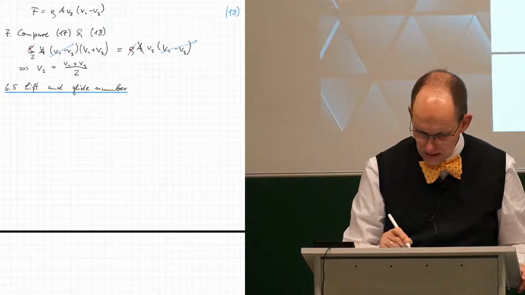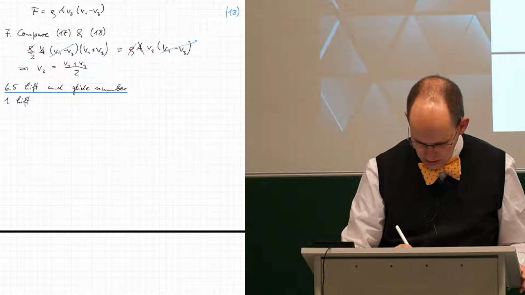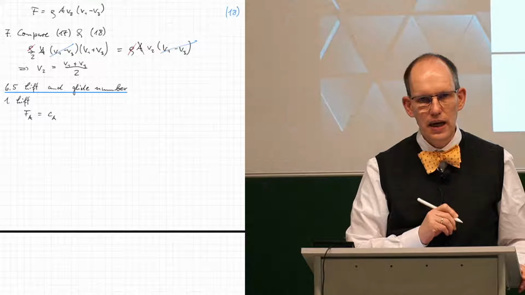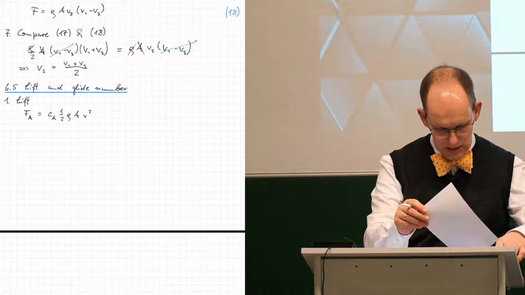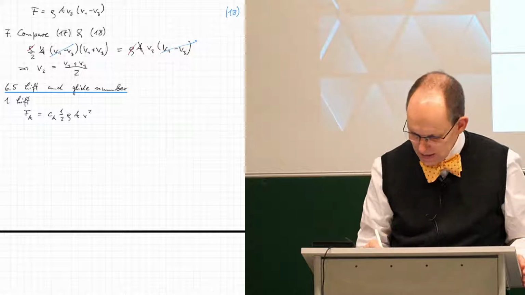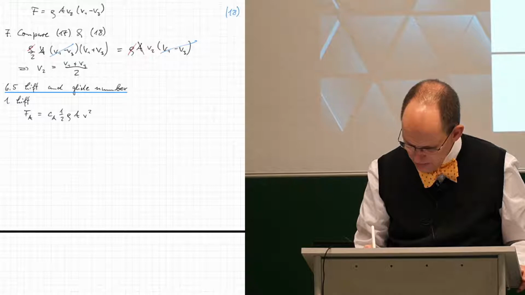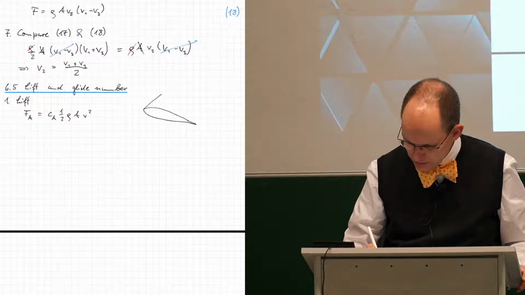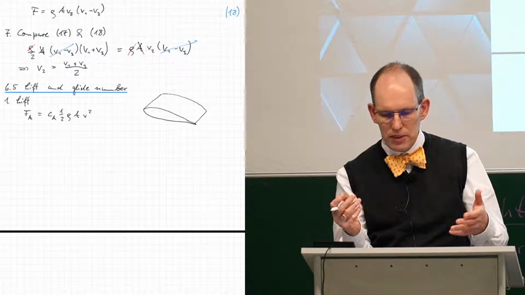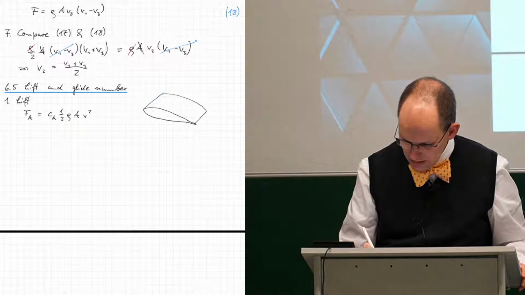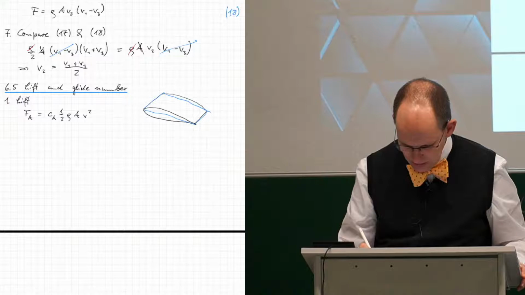So lift, Auftrieb in German, right? If A is equal to CA, and then we have 1/2 rho A times V squared. Yeah? And now A is of course defined a little bit differently. So if you have an airfoil, and I try to draw one, so perhaps like this, right? So this would be a profile of such a wing. Then one doesn't use the cross section as we usually take it, but one uses actually this area here. Right, so this would be here A.